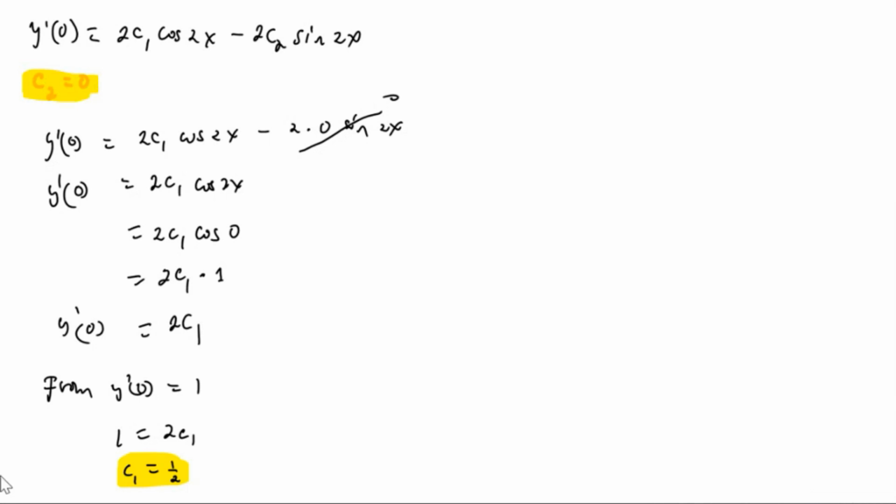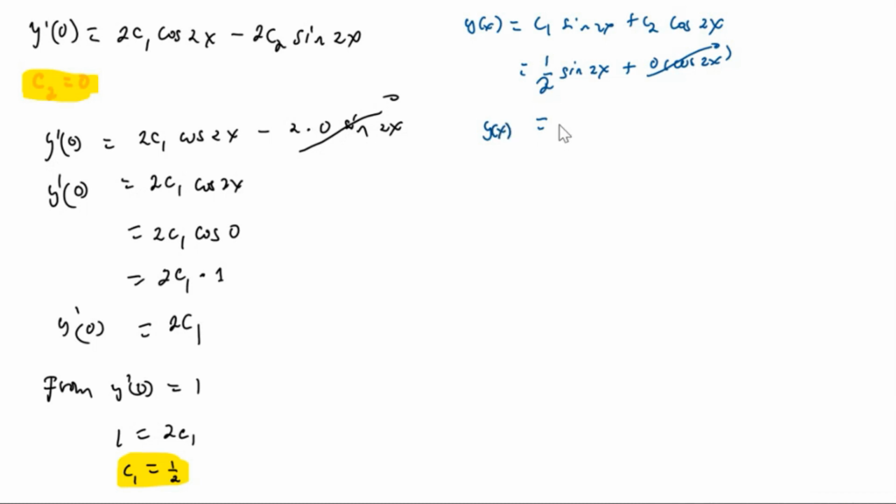By substituting into the given equation y of x is equal to c sub 1 of sine 2x plus c sub 2 of cosine 2x, we replace the values of c sub 1 and c sub 2. So c sub 1 is 1 half of sine 2x plus the value of c sub 2 is 0, so 0 times cosine of 2x. So that is now equal to 0. Therefore, y of x is equal to 1 half of sine 2x.